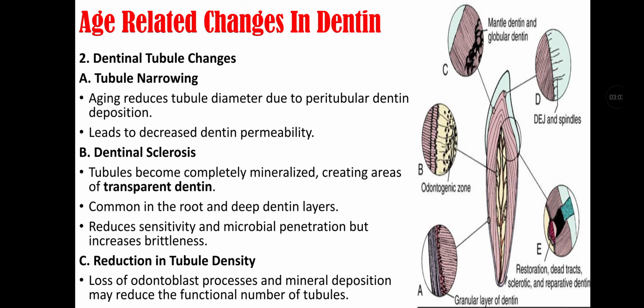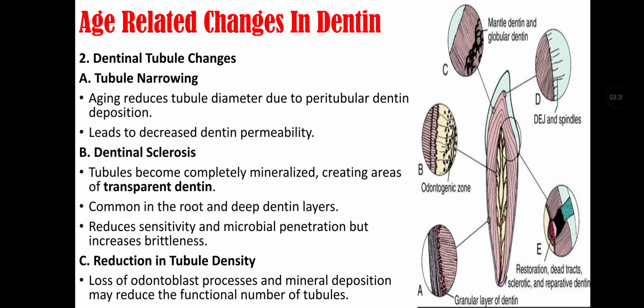Second age-related change is dentinal tubule changes. First, there is tubule narrowing, that is, aging reduces tubular diameter due to peritubular dentin deposition. It leads to decreased dentin permeability. Second tubule change is dentinal sclerosis, as tubules become completely mineralized, creating areas of transparent dentin. It is common in root and deep dentinal layers. It reduces sensitivity and microbial penetration but increases brittleness.